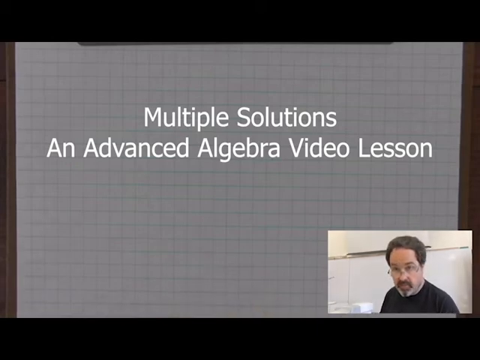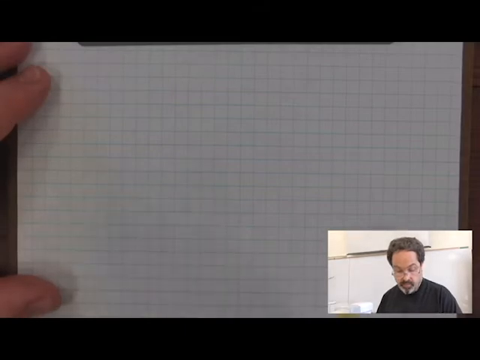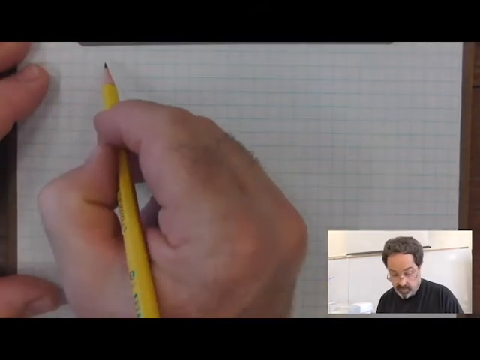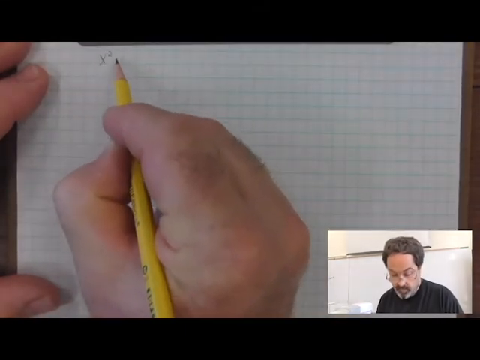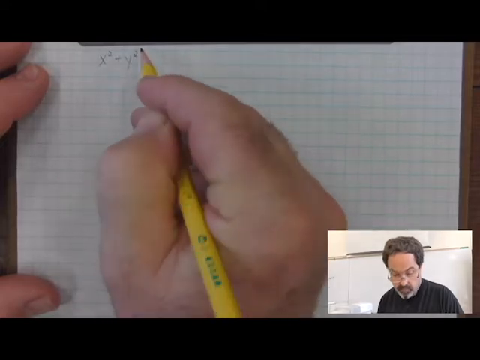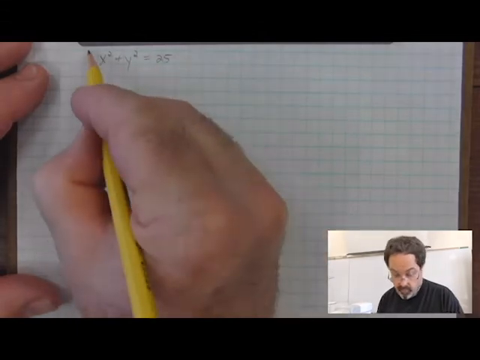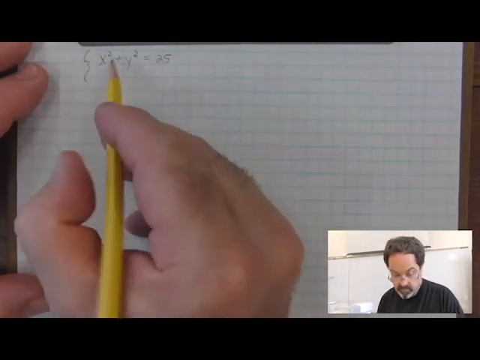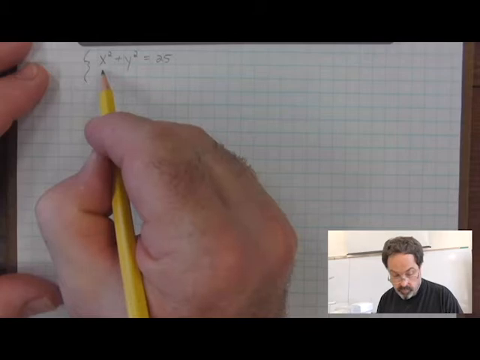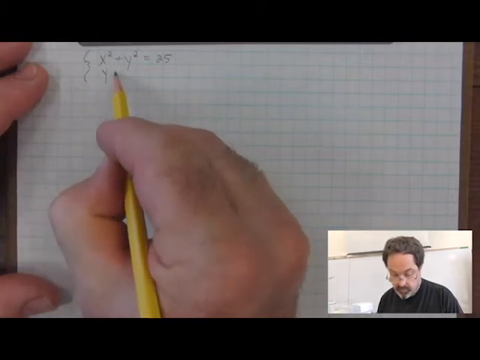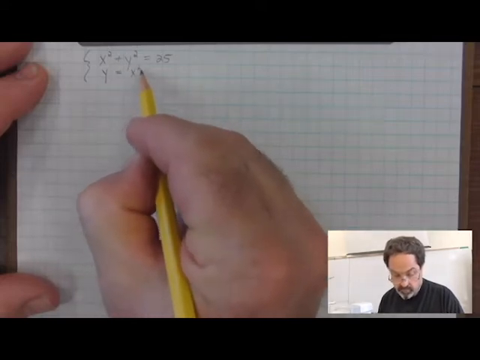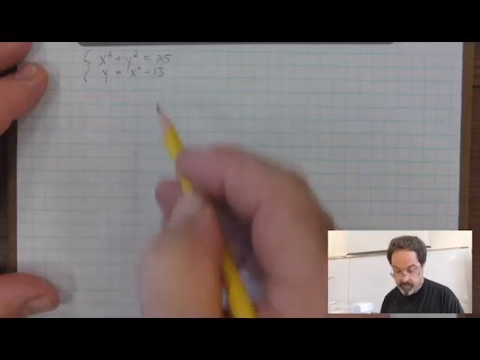This is a video lesson on multiple solutions. We're used to getting multiple solutions out of equations when the equations are quadratic. We also get multiple solutions very often when we solve systems. In this case, I'm going to show an example of a system of two equations, x squared plus y squared is equal to 25, and y is equal to x squared minus 13.